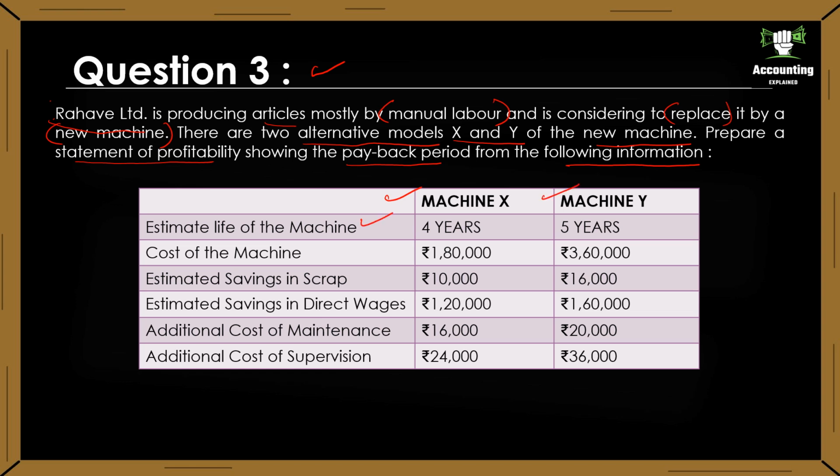Estimated life of the machine: for X it is 4 years, for Y it is 5 years. Cost of the machine is 1,80,000 for X and 3,60,000 for Y. Estimated savings in scrap for X is 10,000 rupees and for Y 16,000 rupees. Estimated savings in direct wages for X is 1,20,000, for Y 1,60,000. Additional cost of maintenance for X is 16,000 rupees and for Y 20,000 rupees. Additional cost of supervision for X is 24,000 rupees and for Y 36,000 rupees.